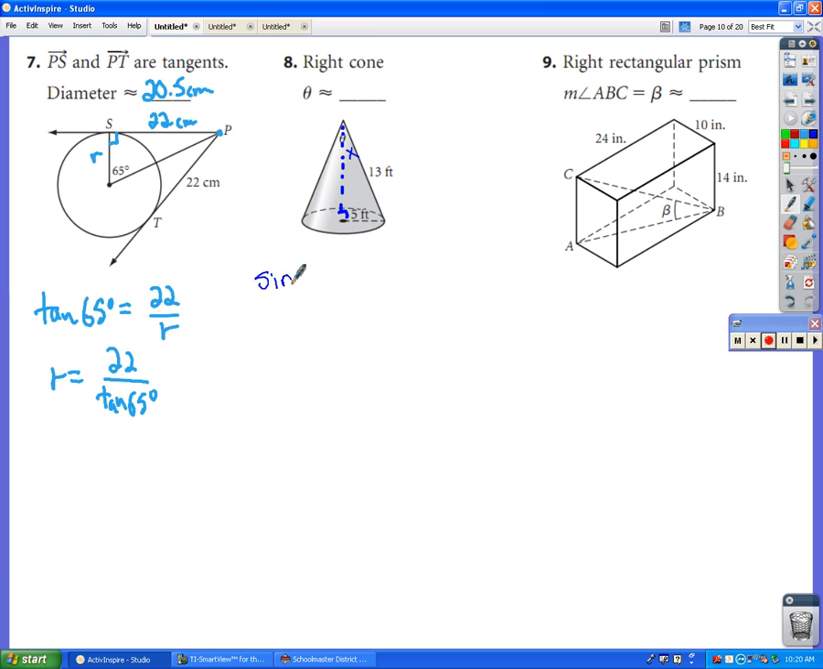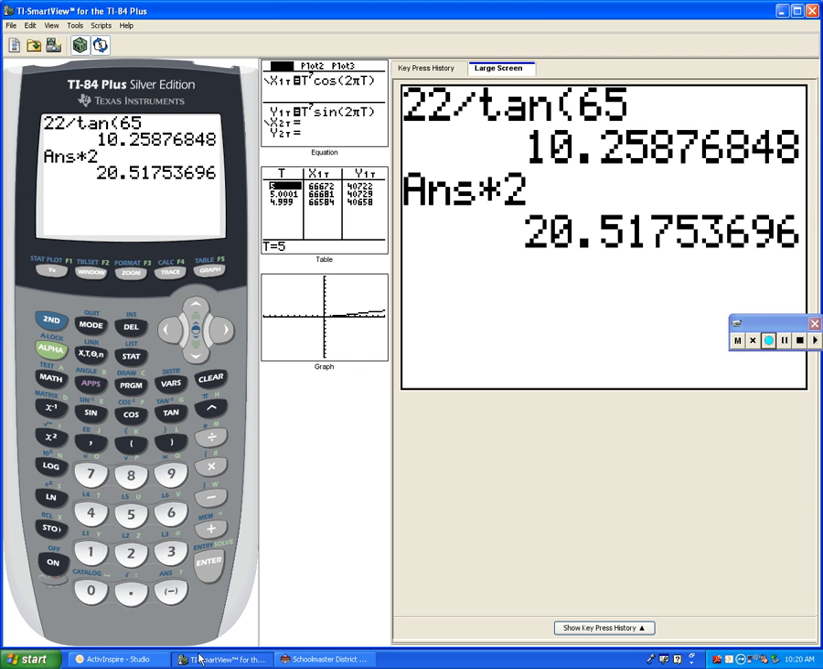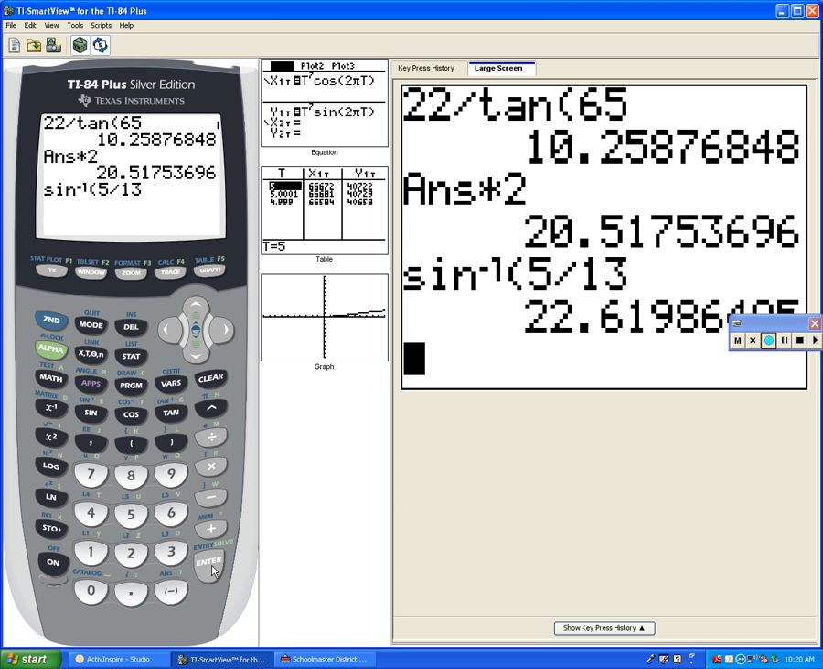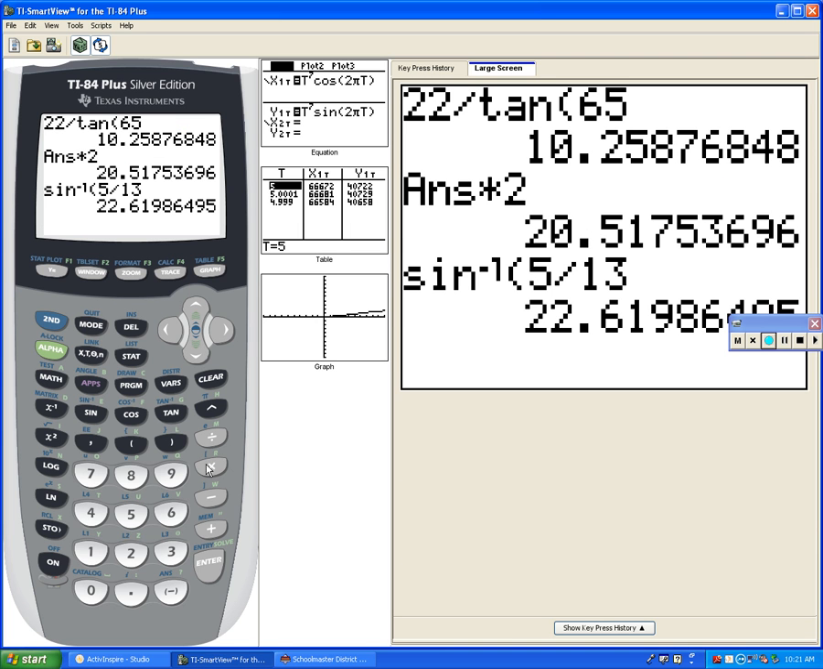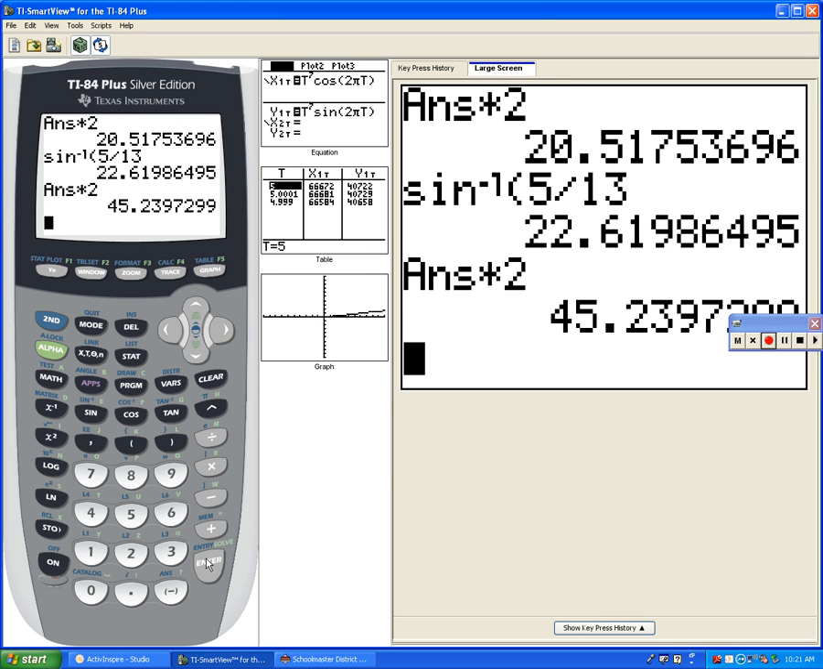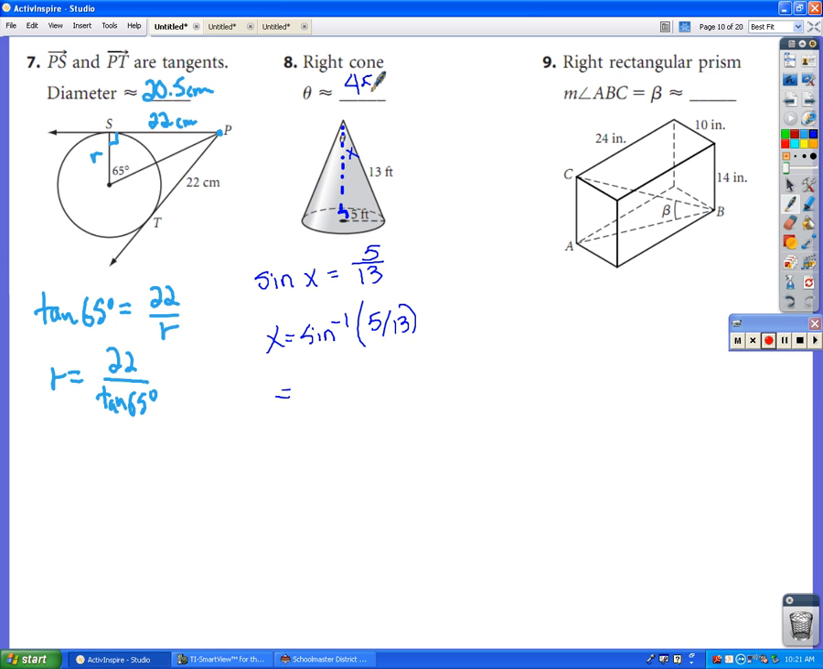So opposite and hypotenuse is sine. So the sine of x is the opposite side, which is 5 divided by 13. So that means to find out what that angle is, I have to do the inverse sine of 5 divided by 13. And so the inverse sine of 5 divided by 13 is 22 point blah blah blah. But again, I figured that out by making this right triangle here, and to do that I had to cut this angle in half. And so to find out what the entire angle is, we need to multiply that by 2, which is going to be about 45.2 degrees for that angle right there.